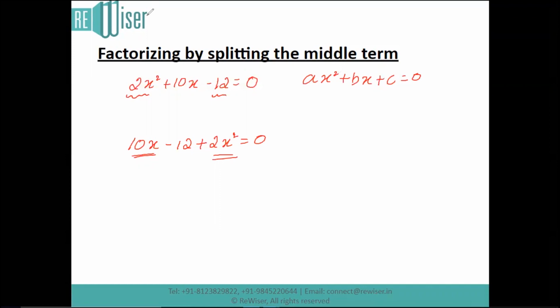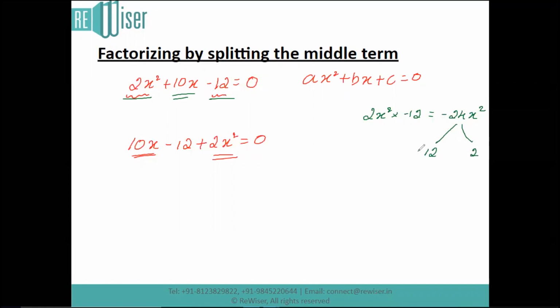Now if I think about multiplying my first and the last term, it is going to be 2x squared times minus 12, which is nothing but minus 24x squared. So I have to find the factors of 24x squared in such a way that when I add them, I should get 10x. So the factors for 24 would be, let's say, 12 times 2.